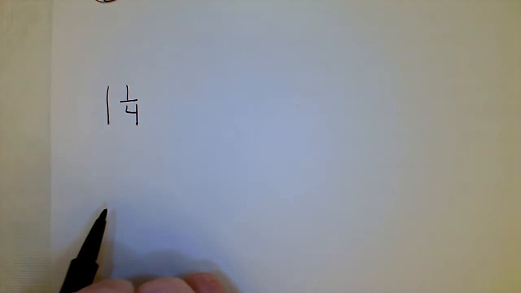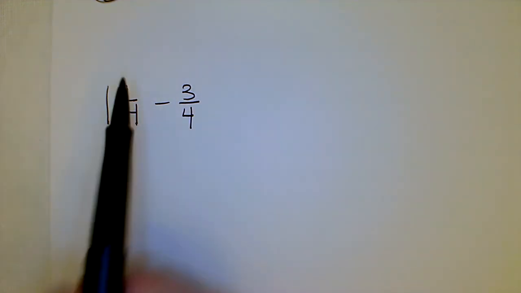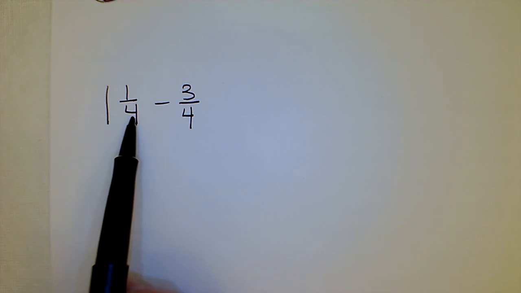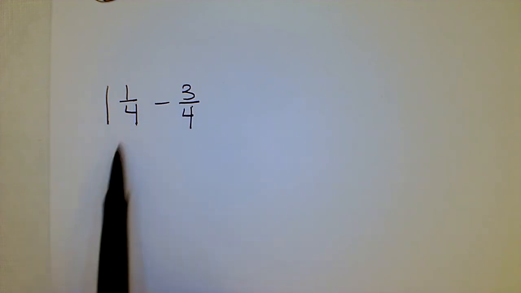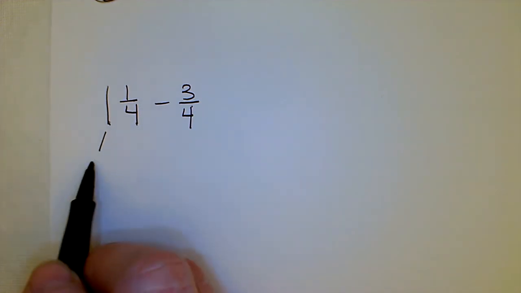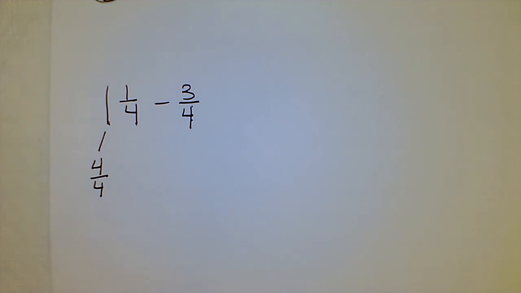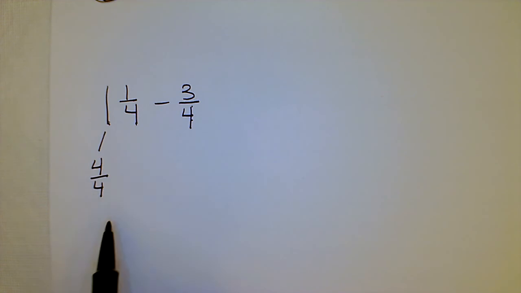So let's do 1 1/4, and let's subtract 3/4 from that. So again, the first thing I have to do is I need to have like units here. Right now I have 1 1/4 and 3/4. Well, I can't pull 3/4 out of that. I have to do something with this to make it work. And what I have to do is I have to get like units. So I'm going to take this 1 and I'm going to turn it into 4/4. I want it to be fourths because there are fourths all over the place. It'll make it easier to work with. And since it's 1 whole, it has to be 4/4.